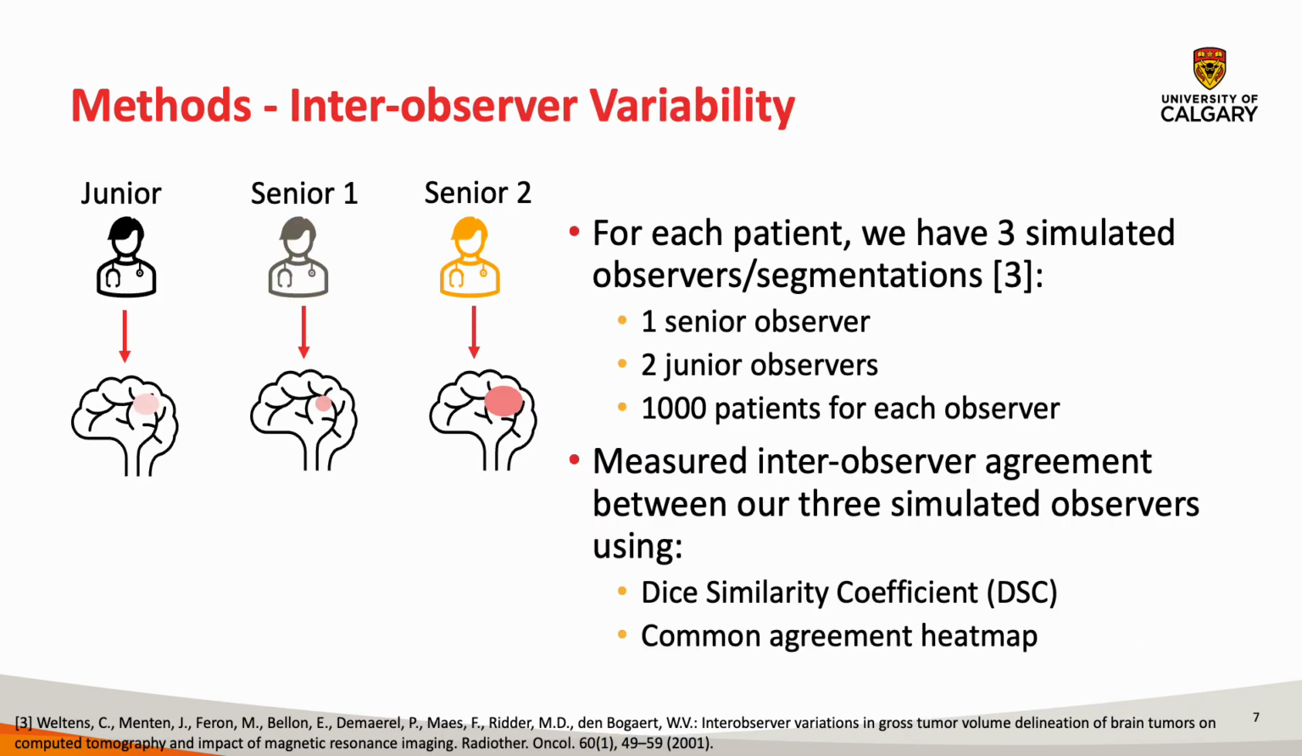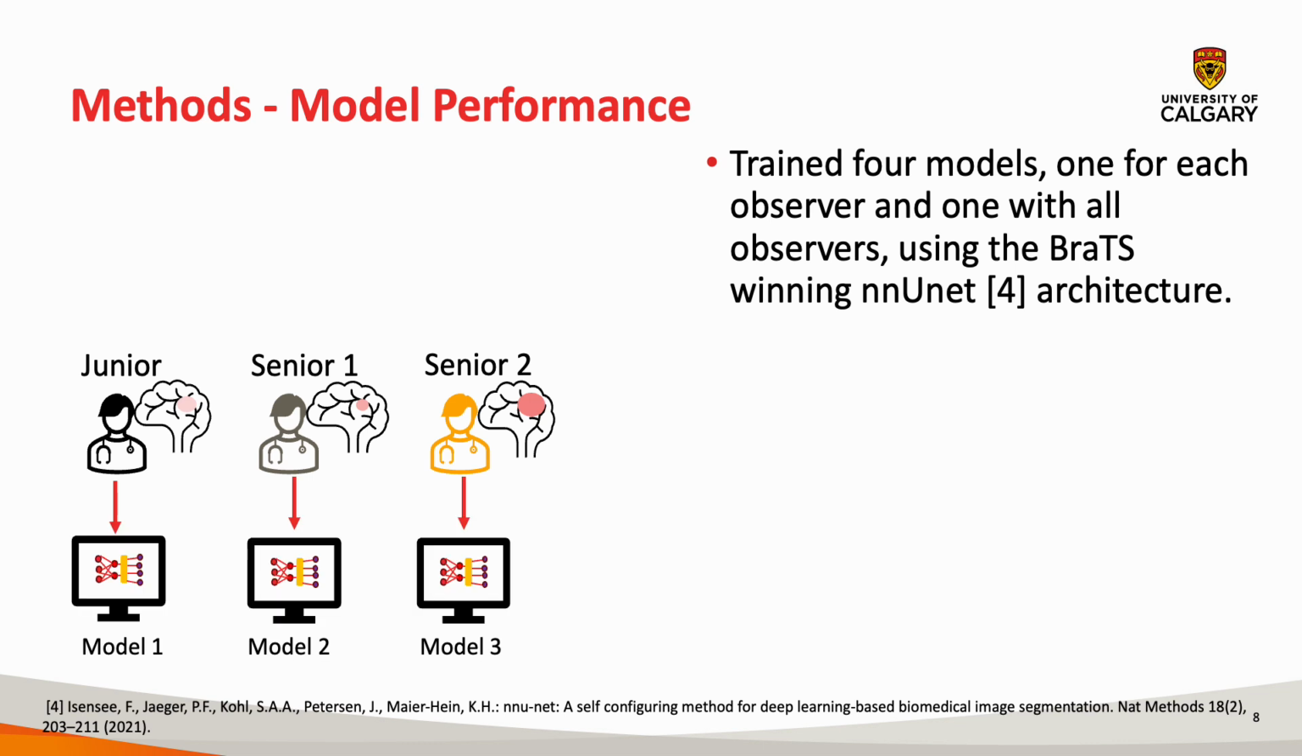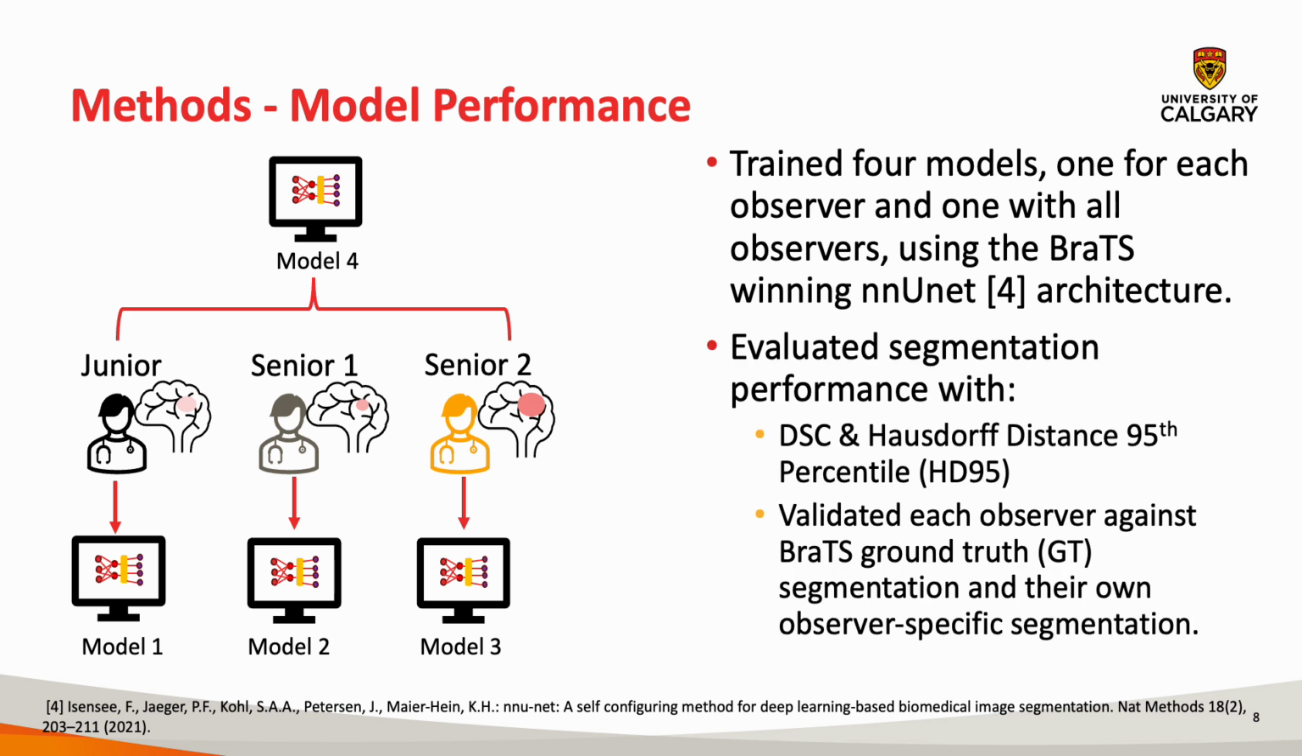Once we simulated our 3 observers across 1,000 patients, we then assessed inter-observer variability using the dissimilarity coefficient as well as a common agreement heat map. To assess model performance, we trained 4 models. The first 3 models were trained using each simulated observer segmentation, and the 4th model was trained using all 3 of the simulated observer segmentations. We then evaluated model performance using DICE and HD95 metrics, which we validated against both the BraTS ground truth labels as well as each own observer-specific label.